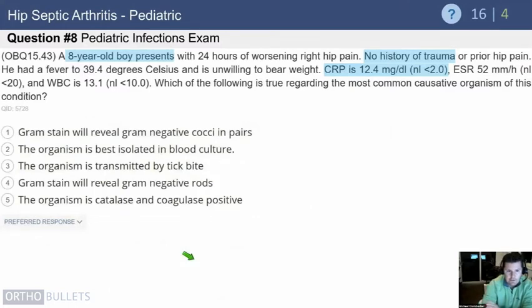So another question here, this is an 8-year-old boy, no history of trauma, has a fever of 39, a CRP of 12, which is elevated, an elevated ESR, as well as an elevated white blood cell count.